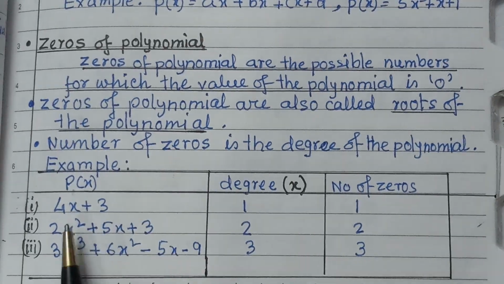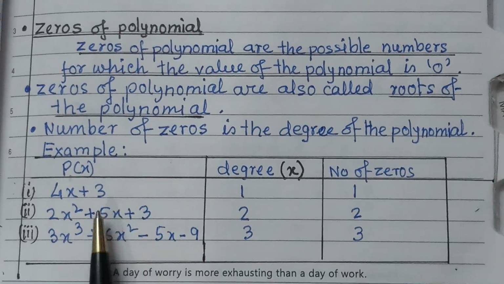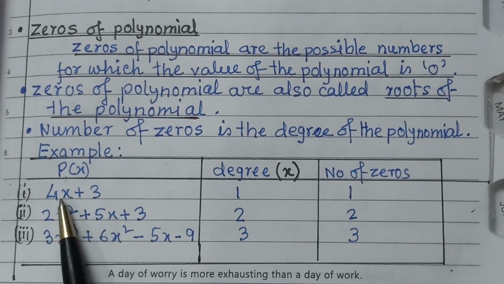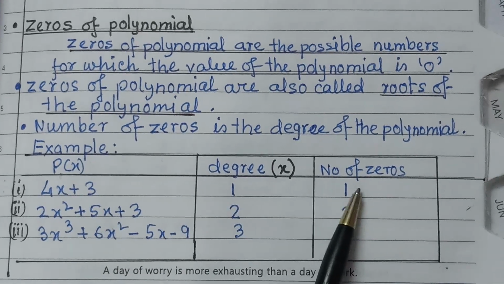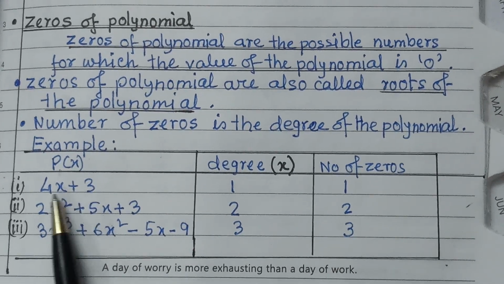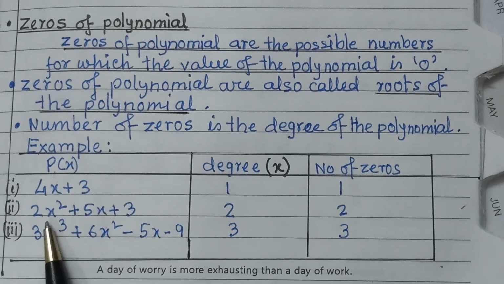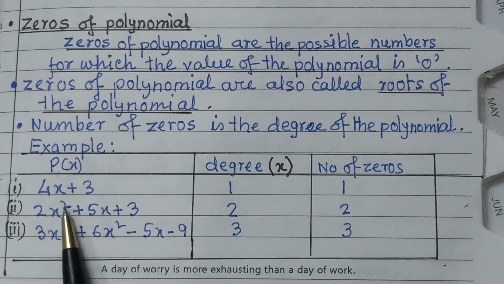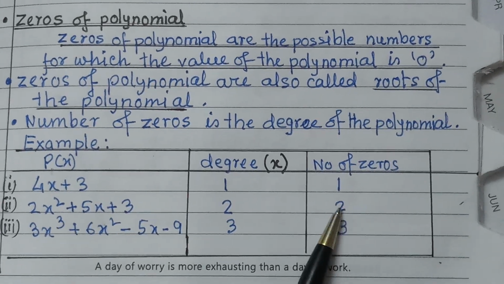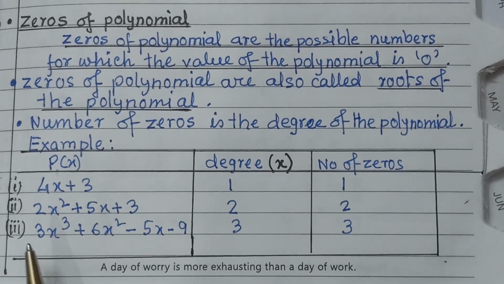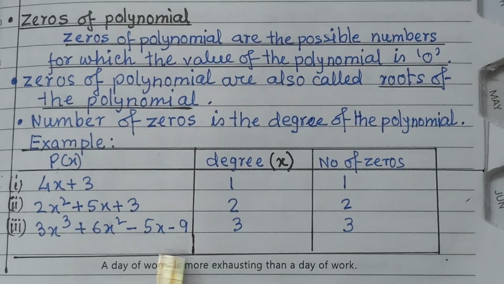Number of zeros. Here the examples given are 4x plus 3 and 2x square plus 5x plus 3. Here you check it. Degree of x here is 1, so there is only 1 zero, meaning only 1 value of x you will get. Degree of variable is 2, so this is a quadratic polynomial, so 2 zeros we can get. Degree is 3, so we can get 3 zeros here.